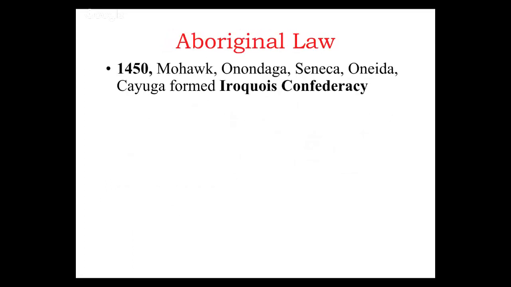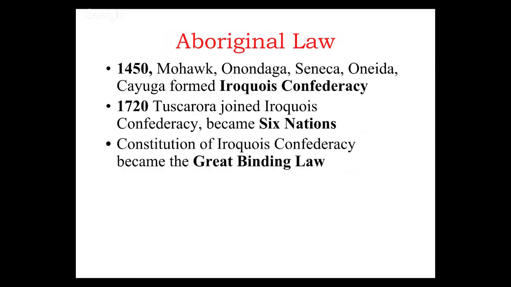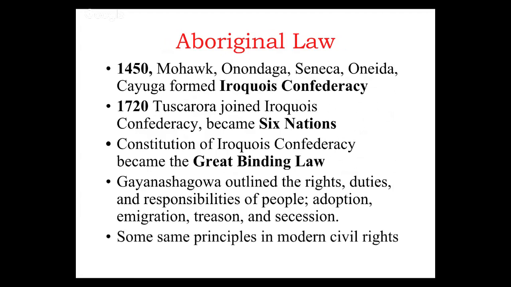And now Aboriginal law. And you can find this in the textbook as well. Before white people came to Canada, there were laws and there were confederacies that were formed to maintain order and alliances and such. They were based upon, well, the same principles as we have in modern civil rights. So we can be thankful to Indigenous peoples for the roots of law of civil rights.